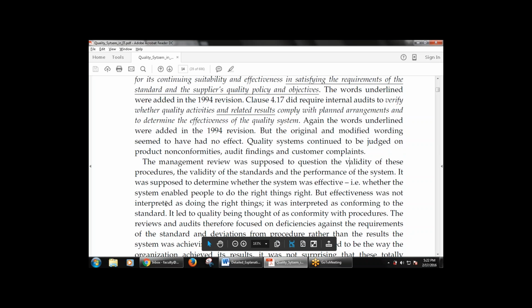But effectiveness was not interpreted as doing the right thing. That means if I say the system is capable of doing everything, that does not mean it is very effective. The effectiveness was not interpreted as doing the right thing. It was interpreted as conforming to the standard. The system is effective when it meets its standards. Whatever the rules, regulations, whatever the standards, they will be maintained as conforming to the standards. It led to quality being thought of as conformity with the procedures.